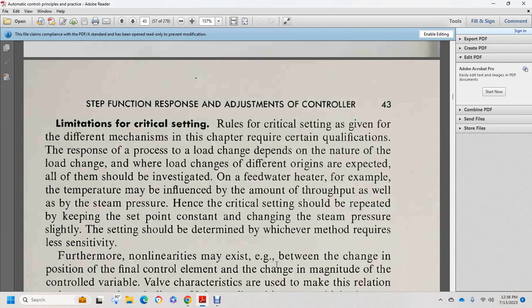Limitation: critical settings. The rules for critical settings given for the different mechanisms in this chapter require certain qualification. The response depends on the nature of the load change, and where the load changes originate. Respect to all of these should be investigated. For example, on a feed water heater, the temperature may be influenced by the amount of throughput and by the steam pressure.